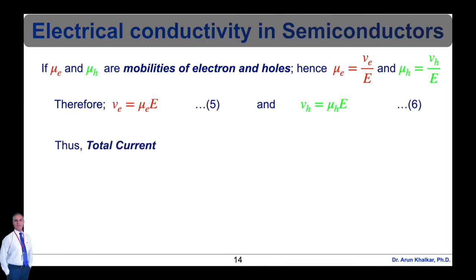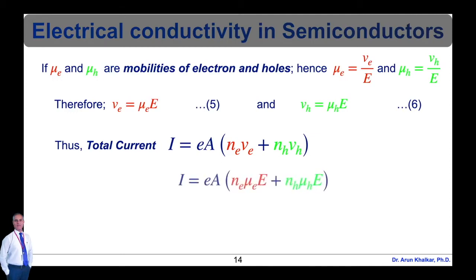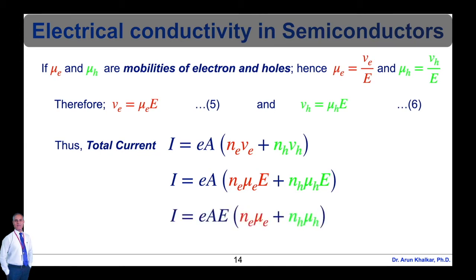Therefore, the total current I is equal to e A in bracket n_e v_e plus n_h v_h. Now simply by putting the values of v_e and v_h from equations number 5 and 6, we can write I is equal to e into A in bracket n_e mu e into E plus n_h mu h into E, bracket complete. Therefore, by simply taking E common outside the bracket, we can write I is equal to e into A into E in bracket n_e mu e plus n_h mu h, bracket complete. Let's say this is equation number 7.